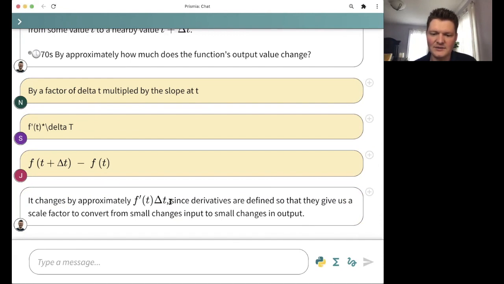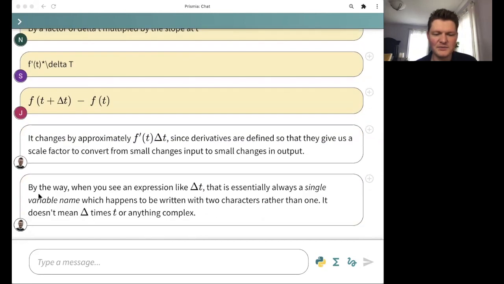So f prime of t times delta t is approximately how much the function changes by when we change the input by delta t. And just an aside for people who might find it confusing, because it's most people, I think, when they first see it, an expression like delta t is a single variable name that has two characters instead of one. So it's not an operator, it's not something philosophical. It's literally just one variable name that has two characters in it.